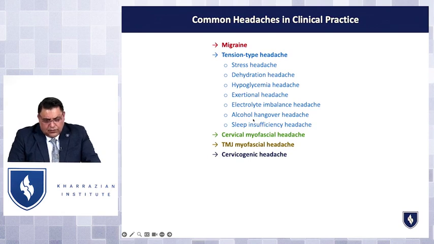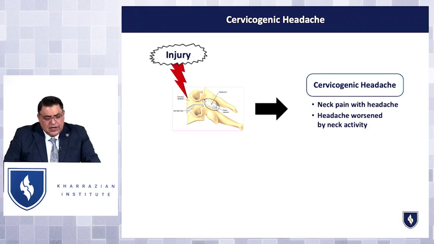Then we have another form of headache called cervicogenic headaches. And cervicogenic headaches happen when people injure the ligaments and the soft tissues of their neck. This could be from a car accident. This could be for someone who played sports and had repetitive head injuries over a period of time. They start to add up. These are the cervicogenic headaches.